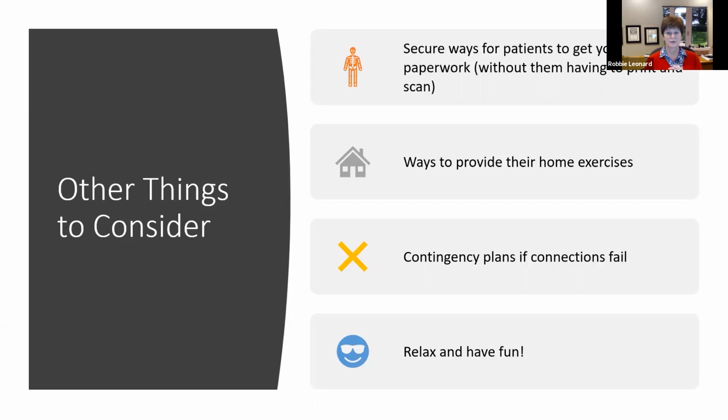What are your contingency plans? I think I've said this like 15 times, but it is important because everybody seems to be working from home right now, and our internet systems may not be as stable as they normally are. So, what are your contingency plans if connections fail?